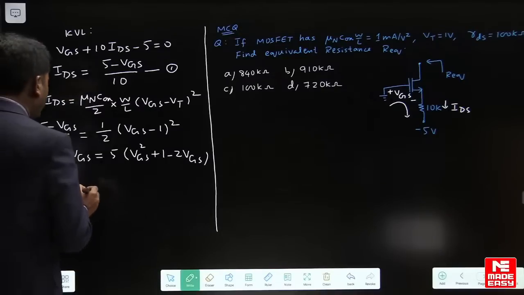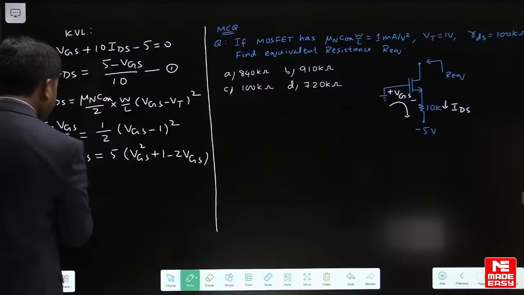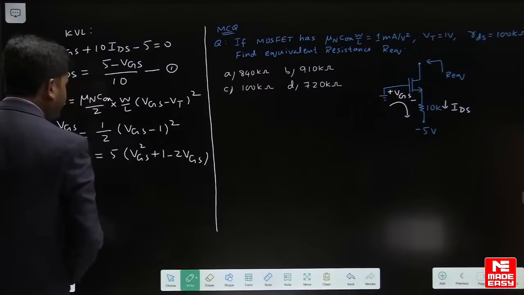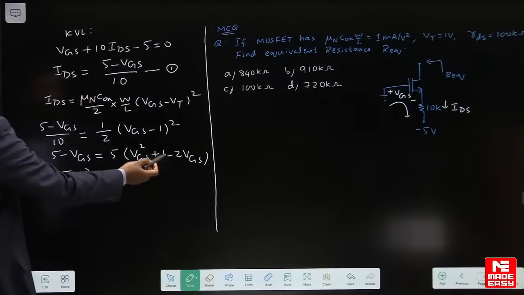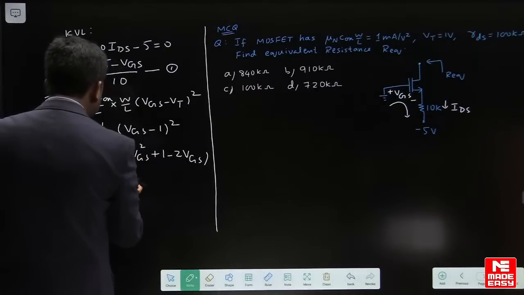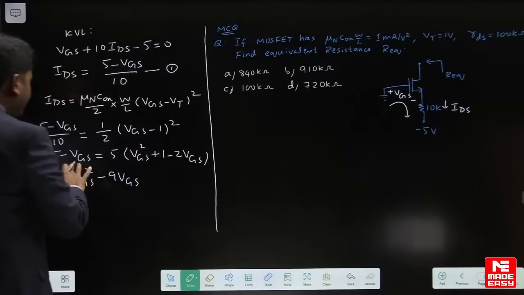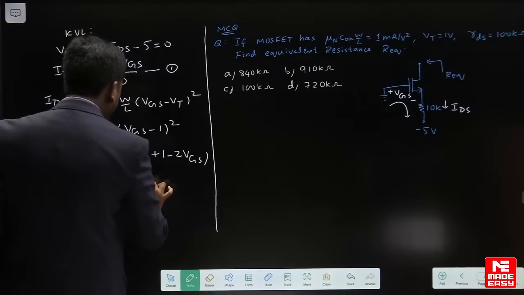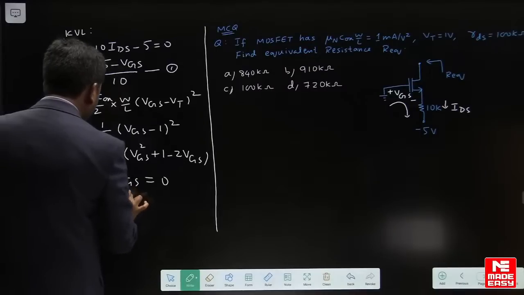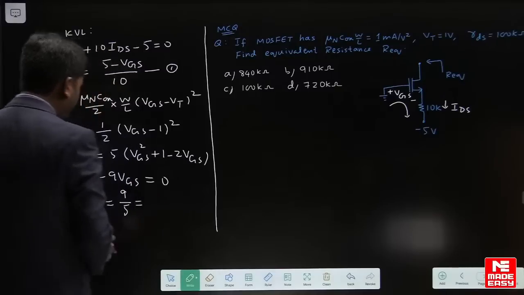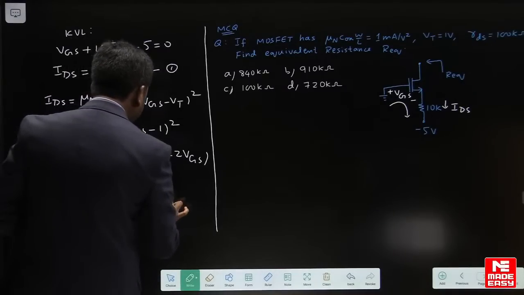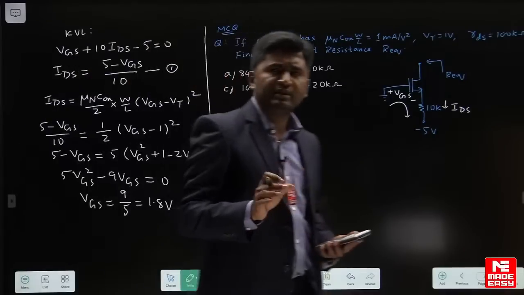इसको आप quadratic form में लेकर आइए बेटा. It will become 5 VGS square, minus 10 VGS plus VGS, it will be minus 9 VGS, and then 5 minus 5 it will cancel out, is equal to 0. अब आप यहाँ से VGS फाइंड कर लो. It will be 9 divided by 5. Okay, 9 divided by 5 it will be 1.8 volt. तो इस तरह से हमने VGS को फाइंड कर लिया.